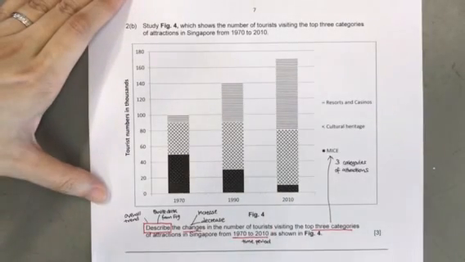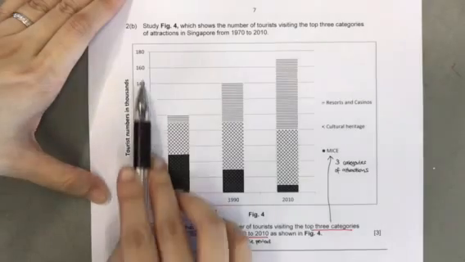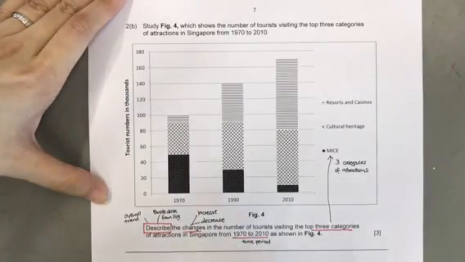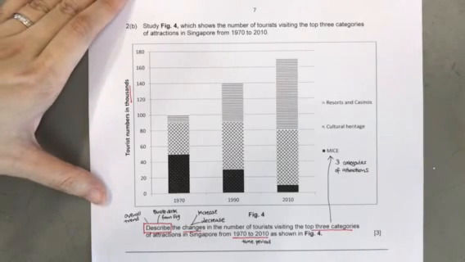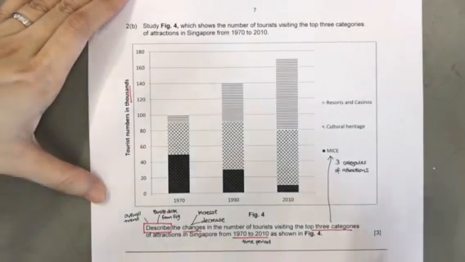Okay, very quickly, let's move on to looking at figure 4. Figure 4 on the x-axis shows the time period 1970, 1990 and 2010, and the y-axis shows the number of tourists, and it's important to take note that the number of tourists is in thousand. And later on when you write your answer, you have to include this unit in your answer. This is a 3 marks question. It means you have to give 3 points for this question.